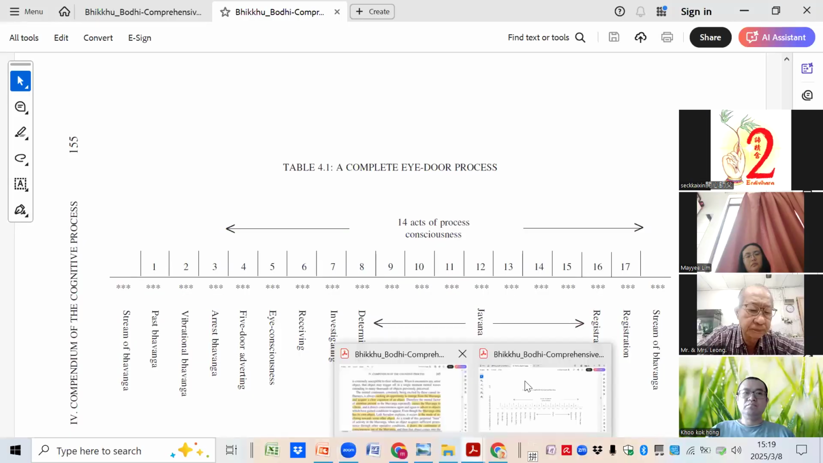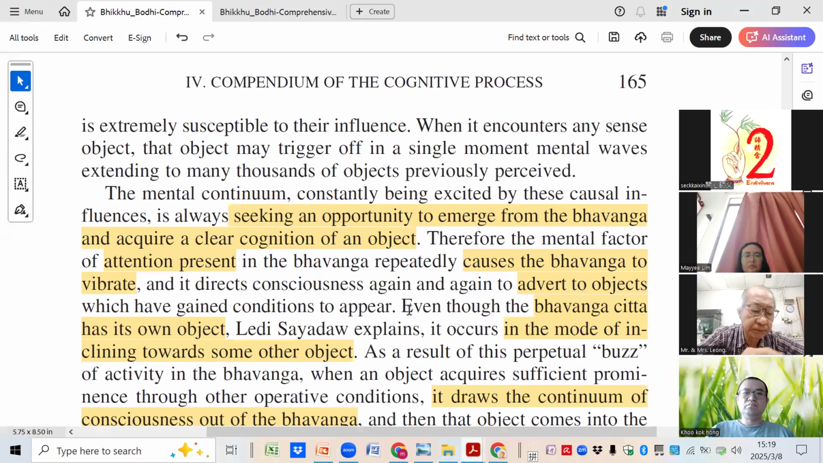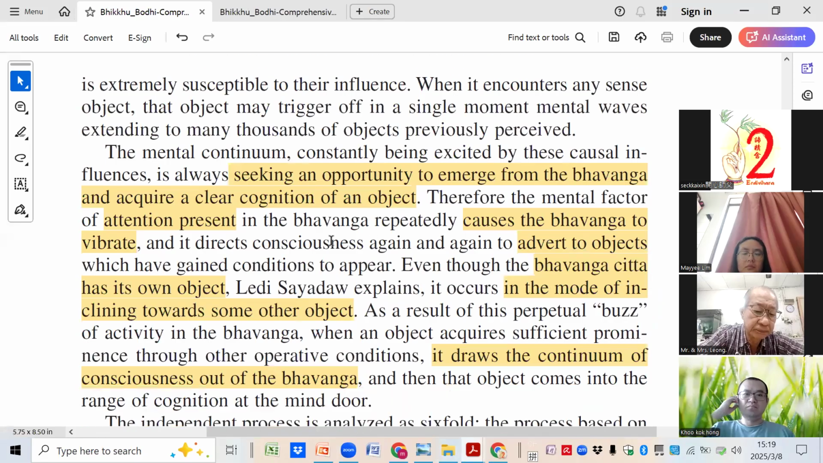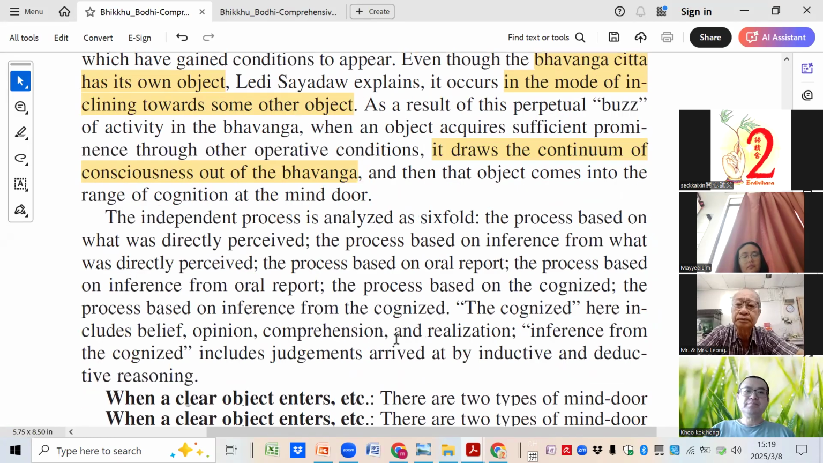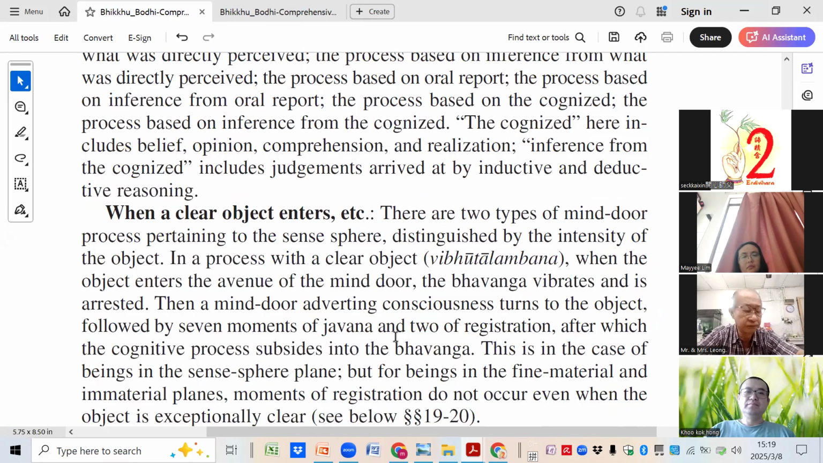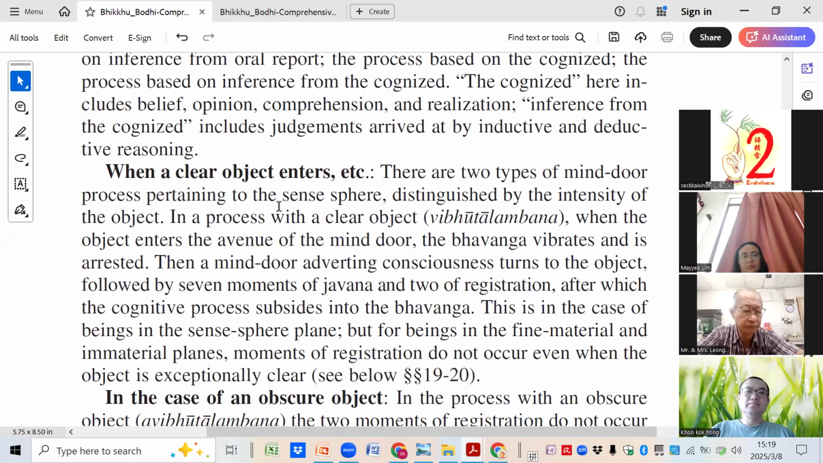Okay, class, let's take a look. So that is the meaning of this diagram, this paragraph. No matter that the Bhavanga Chitta has an object, it has an inclination toward some other object. So if you draw the continuum of consciousness out of the Bhavanga, then you start daydreaming already. Okay, so now we go to when a clear object enters.